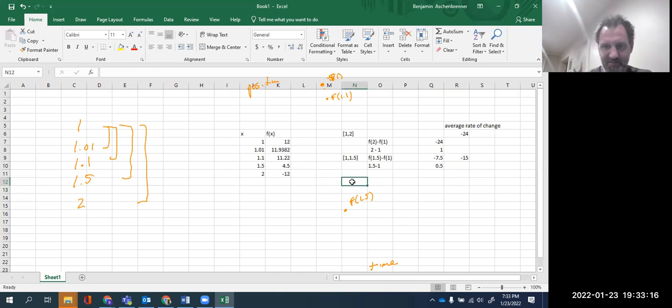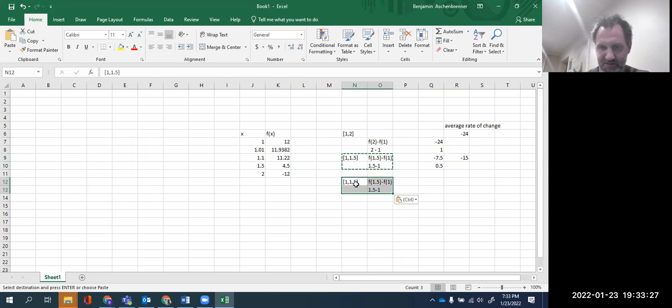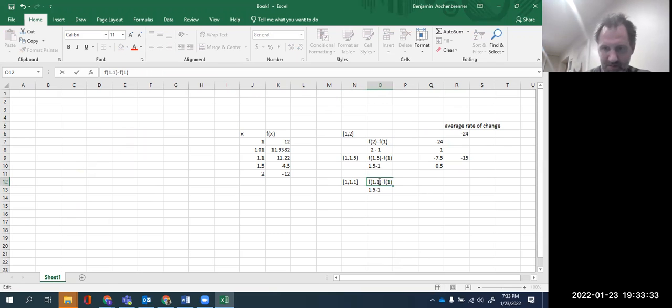Okay, and then I can do the same thing for the next one. Clear off my annotations. I'm just going to copy and paste that. So now I'm going down to 1.1. This time I've got 11.22 minus 12, so still a negative number on top, but a pretty small one. And the difference between 1.1 and 1 is 0.1. So now my average rate of change is looking like negative 7.8.